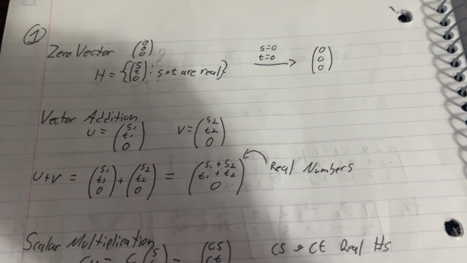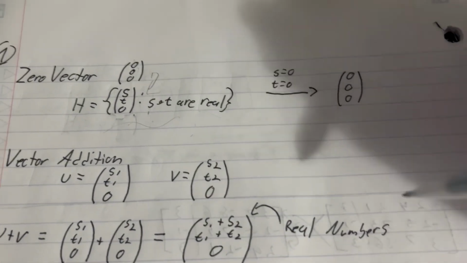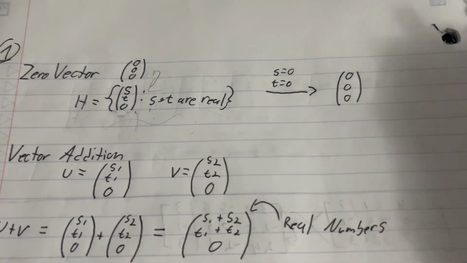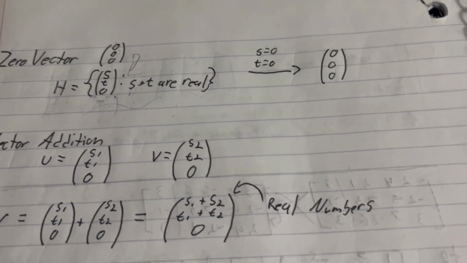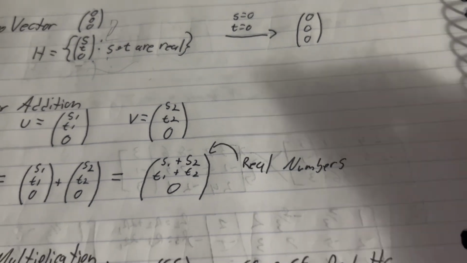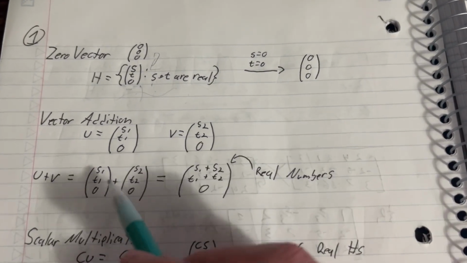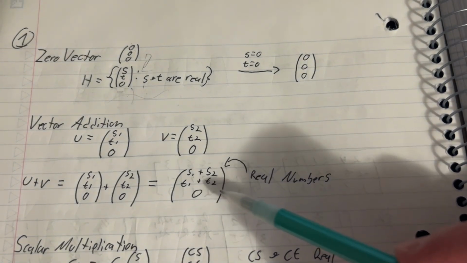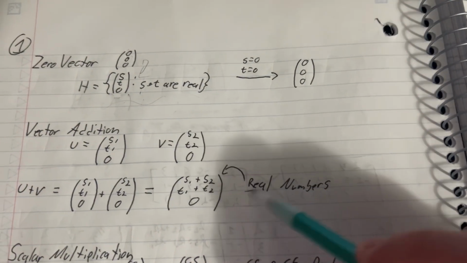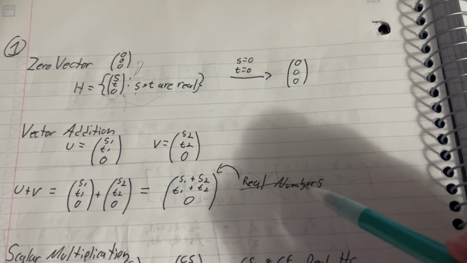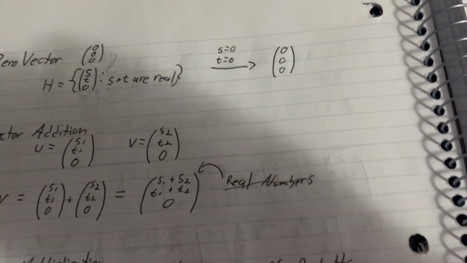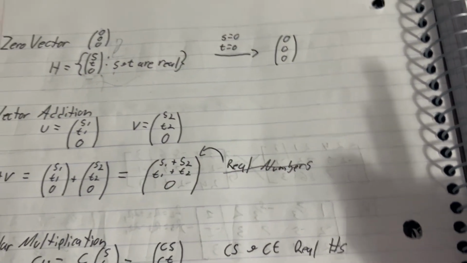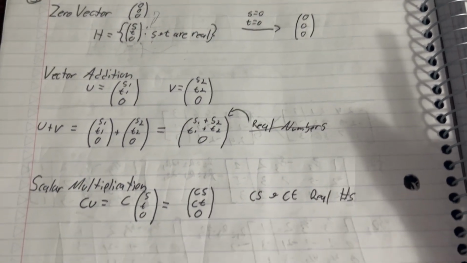Then we can move on to vector addition. We can have U equal S1 and T1 with our 0 as well, and then V equal S2 and T2. That'll also have the 0. Then we add them together, just like we normally do, and have S1 plus S2 and T1 plus T2. Now we can see that these are real numbers. So that means this matrix right here is also an element of H. So that condition is also satisfied.